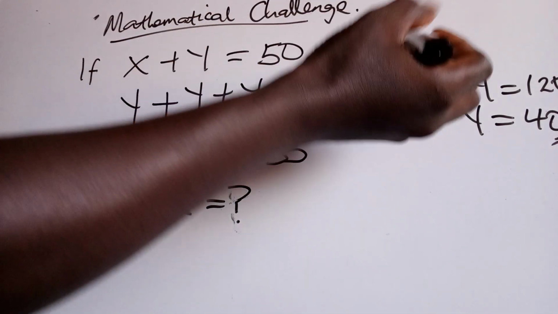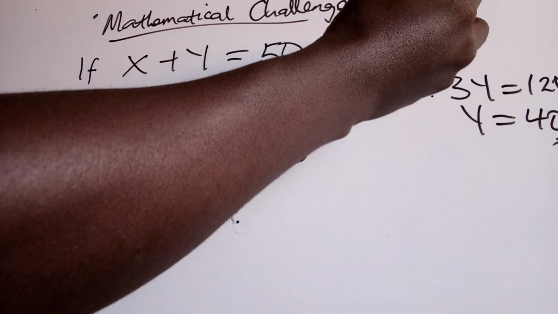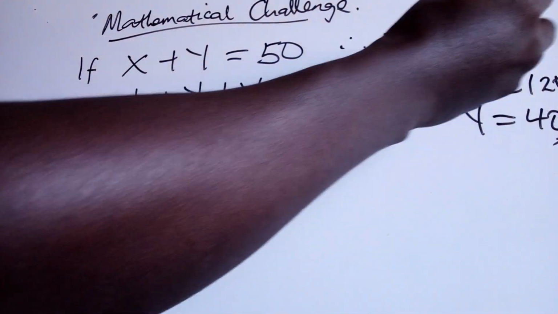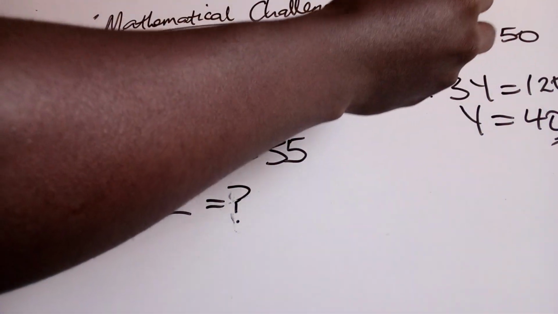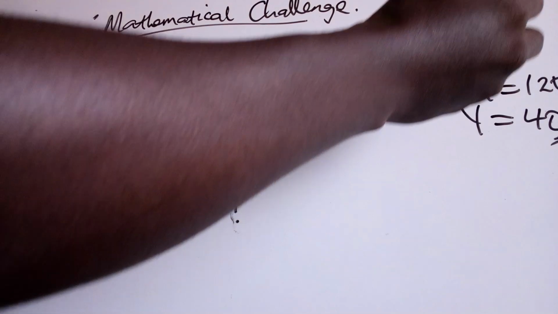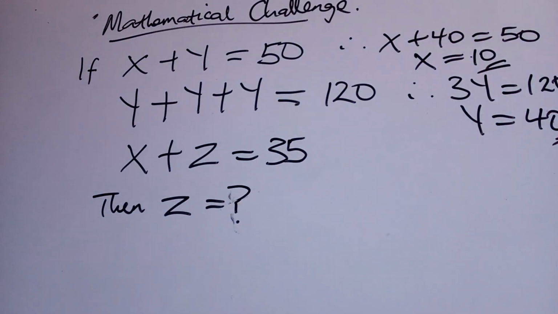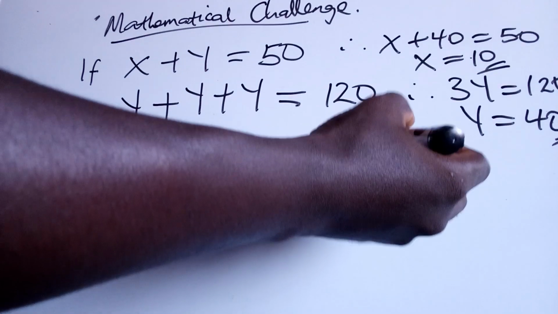Here also, since we have the value of y to be 40, we have x plus 40 equals 50. So when we collect the like terms, the value of our x equals 50 minus 40, which is equal to 10. Since we know the value of x, we know the value of y. Here, the value of x is 10.